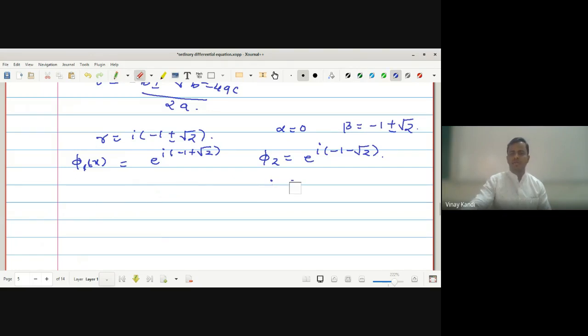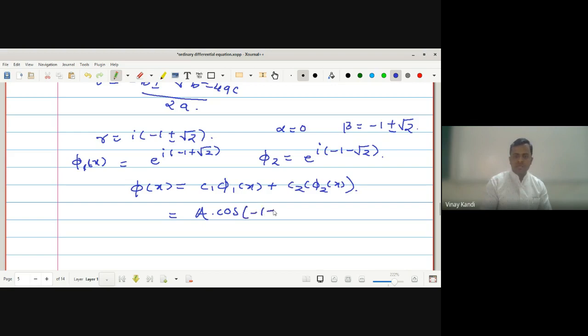We have to write a linear combination. We know that phi of x is equal to what? Phi of x is equal to C1 phi 1 of x plus C2 phi 2 of x. Okay, so what do we get at the end? a into cos beta x. What is the beta here? Minus 1 plus or minus root 2. Plus b into sine of minus 1 plus or minus root 2. Okay, any doubt? This is our solution phi of x.